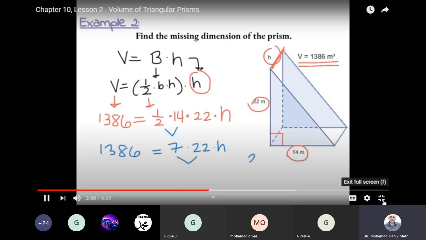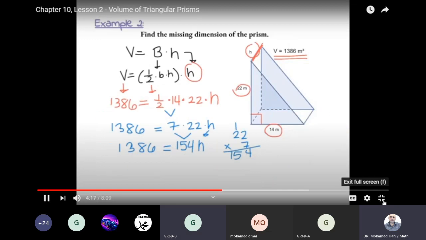Now we can do 7 times 22. You get 14 and then 15. So this equals 154. Bring down our H. Bring everything else down. Now 154 is being multiplied by H, and I want to know what H is, so we want to get it by itself. So to get H by itself, I can use inverse operations and do the opposite of multiply by 154 and divide both sides by 154.